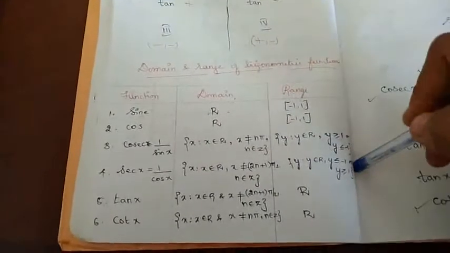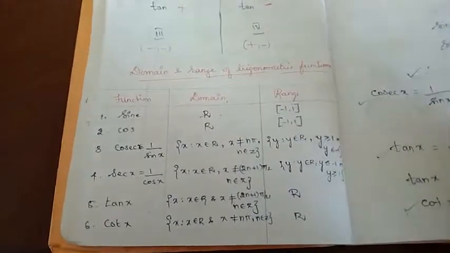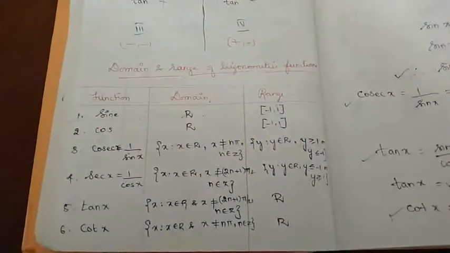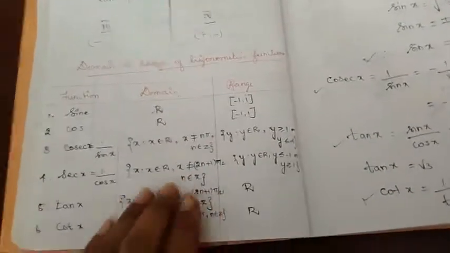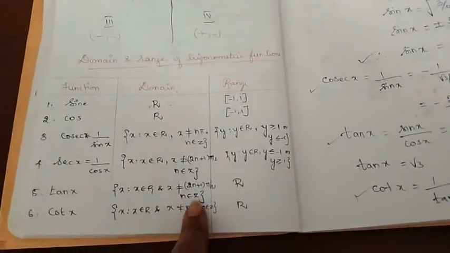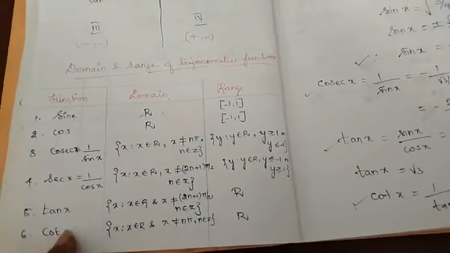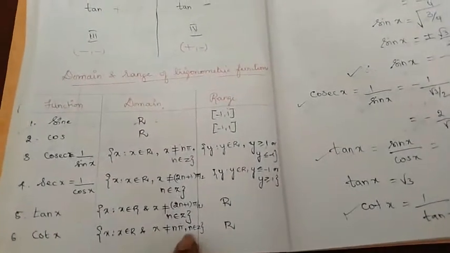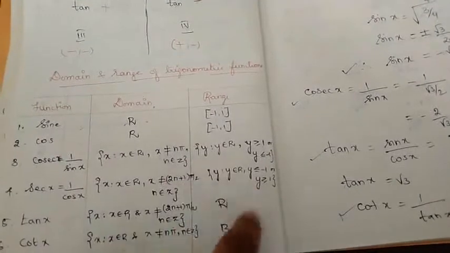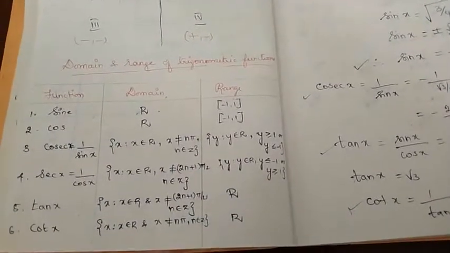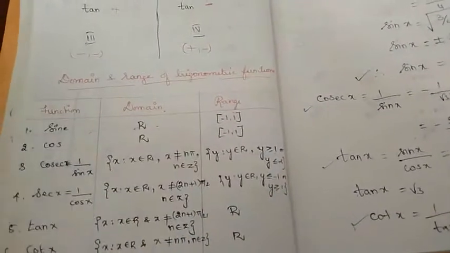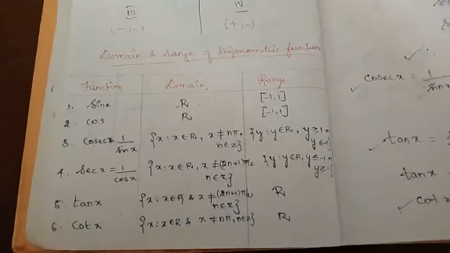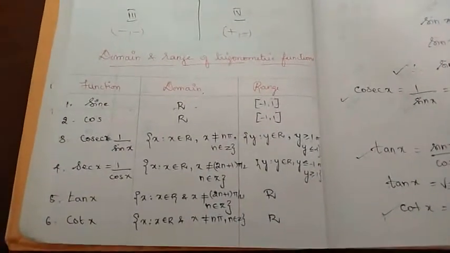Similarly for secant. Then for tan, again the same way. For tan, it is sine by cos. Cos is going to come under the denominator, so we have omitted (2n plus 1) pi by 2. For cot, sine will be in the denominator, so n pi is omitted. The range is going to be the entire real number system, right? Hope you people are recalling what we have learnt under trigonometric functions.